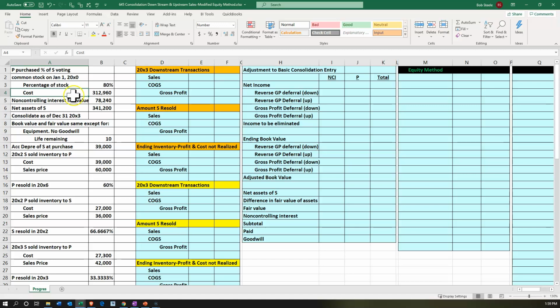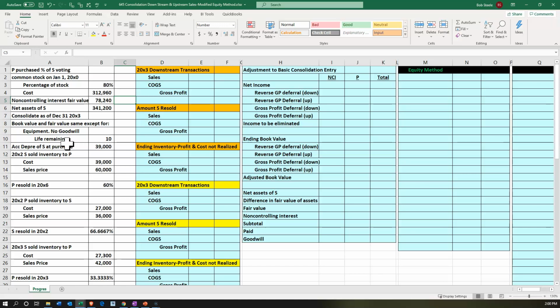P purchased a percentage of S voting common stock, that percentage being 80%. That happened in 20X0. We will be, in essence, doing the consolidation as of 20X3. So we're talking X0, 1, 2, 3, four years, including X0. Then we have the percentage, 80%, and the cost at the time of purchase, $312,960. That's how much was paid for their 80% interest in 20X0, four years ago from the point in time that our current consolidation will be taking place.